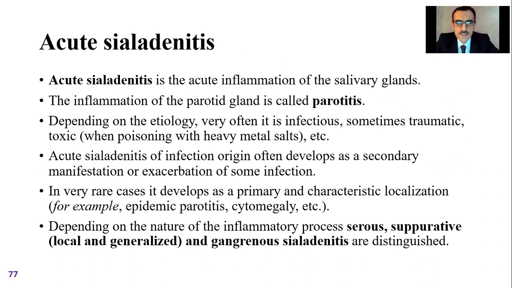Acute sialadenitis is the acute inflammation of the salivary glands. The inflammation of the parotid glands is called parotitis. Depending on the etiology, very often it is infectious, sometimes traumatic or toxic. Acute sialadenitis of infectious origin often develops as a secondary manifestation or exacerbation of some infection. In rare cases it develops as a primary and characteristic localization, for example, epidemic parotitis, cytomegaloviral infection, etc. Depending on the nature of the inflammatory process, serous, suppurative, and gangrenous sialadenitis are distinguished.